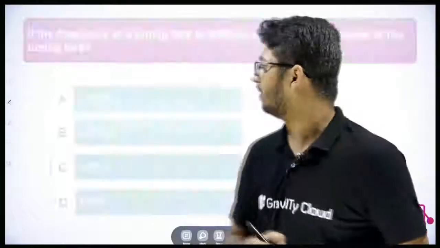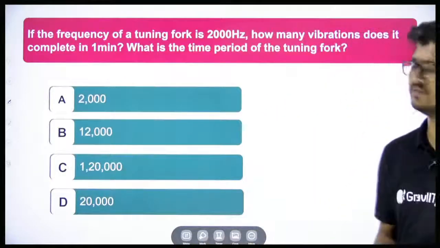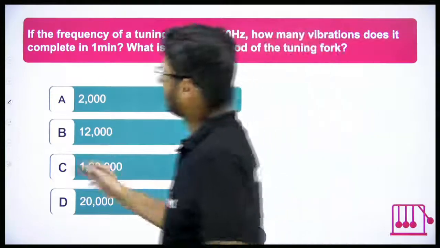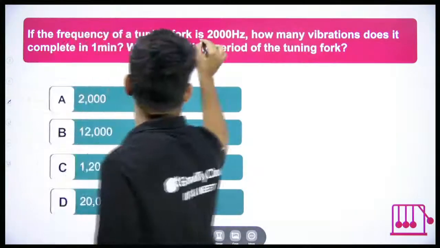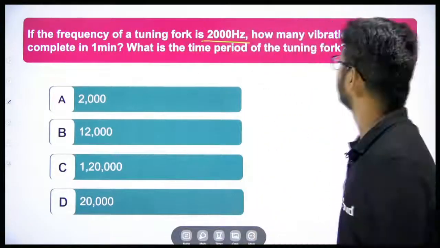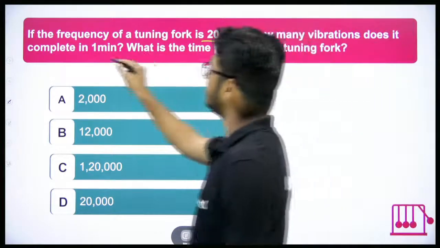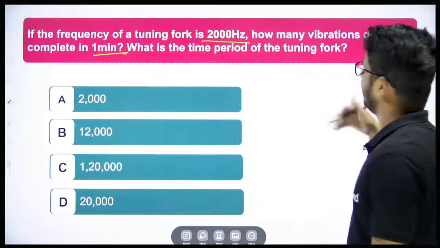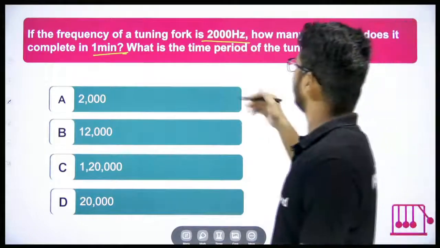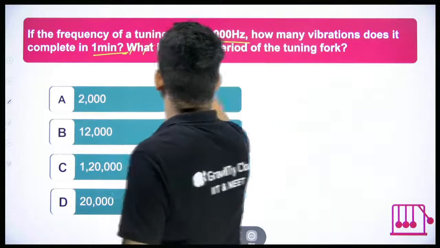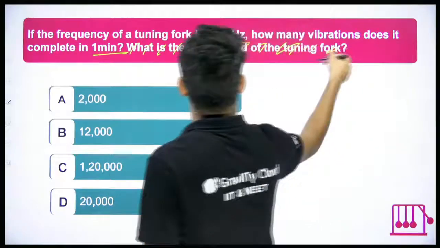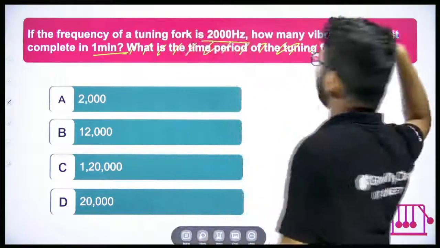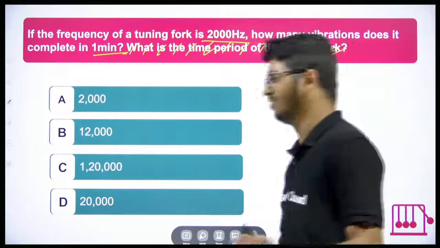Good? Okay. Next question. If the frequency of a tuning fork is 2000 hertz, how many vibrations does it complete in 1 minute? What is the time period of the tuning fork? Okay. I think time period we already got it. We are not concerned with that. We have to calculate what? We have to calculate how many vibrations does it complete in 1 minute.